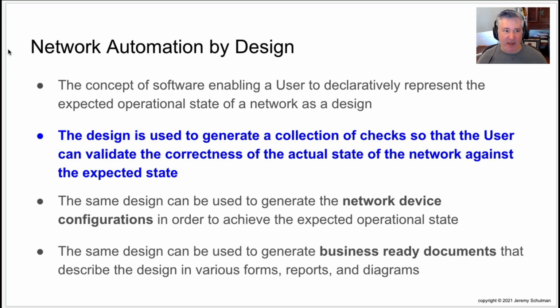Now, we can validate the actual and expected state of configuration, like are these VLANs configured or are these IP addresses configured as well, but there are some things that can't be represented in a configuration that you want to operationally check. If you start from this point of view of describing your expected state as an operational state, then from that same design, we could automatically generate network configurations.